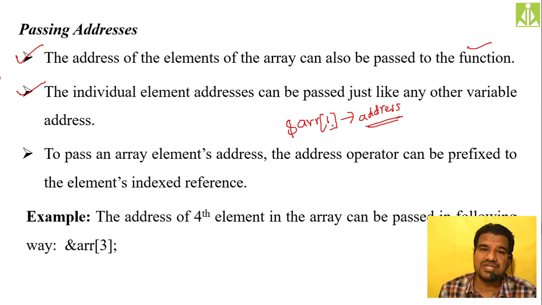At the called function end, we have to receive this address into formal address variables, and you just perform the operations, whatever modifications, whatever changes you want to perform, just perform the changes to those formal parameters. And as we are passing the addresses over here, whatever changes you are making to the formal parameters do affect the actual parameters.